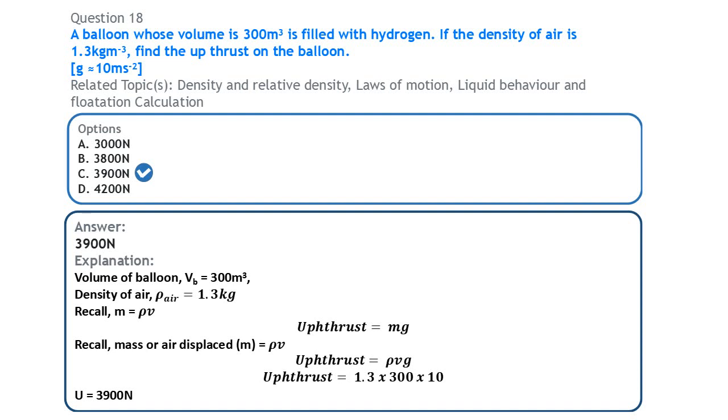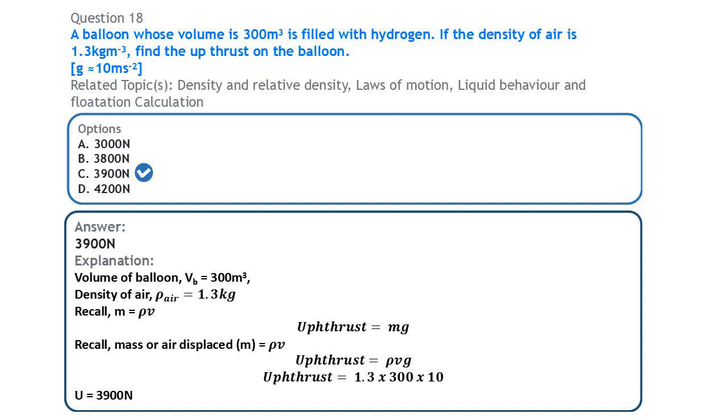Now we recall that mass is equal to density times volume, as I explained in one of the previous questions that you came across. Mass is equal to density times volume. So the upthrust is also equal to the apparent weight of the object in that liquid in which it was suspended. So the mass of the air that is displaced is going to be equal to rho v. The mass of the object displaced is going to be the density times the volume.